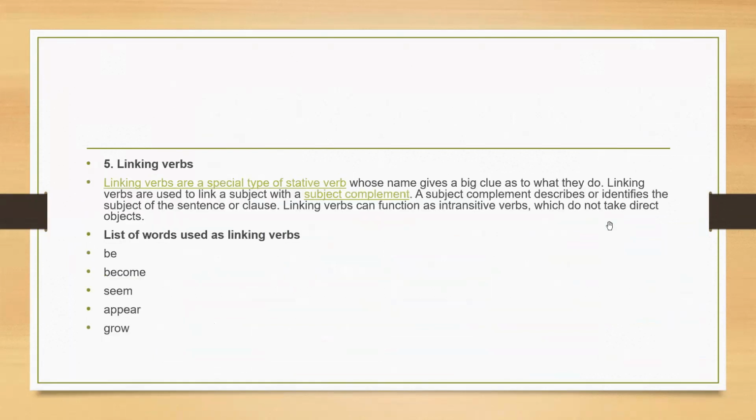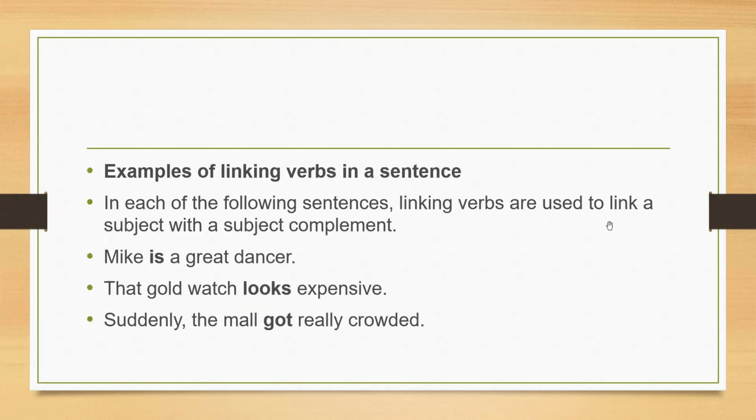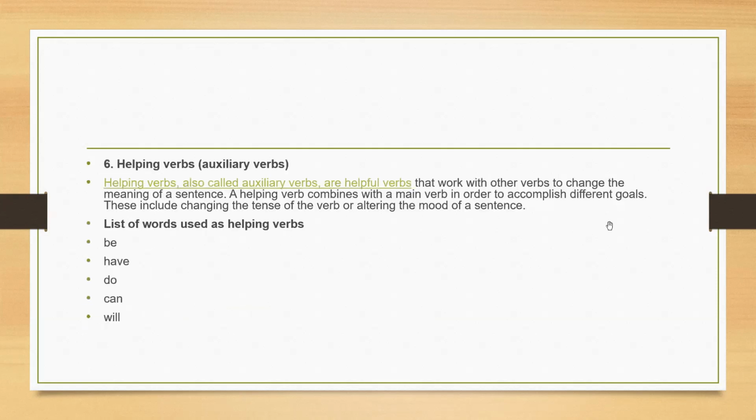Now, what are linking verbs? Linking verbs are a kind of static verb, which link two parts of a sentence or two clauses. It's like be, become, seem, appear, grow. These are linking verbs. Among be verbs, you can get is, am, are. Like Mike is a great dancer. That gold was expensive. Suddenly the mall got really crowded.